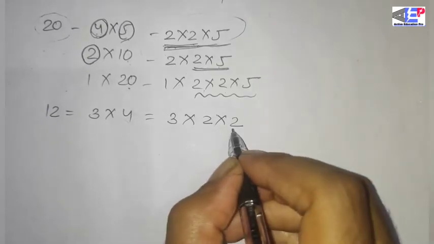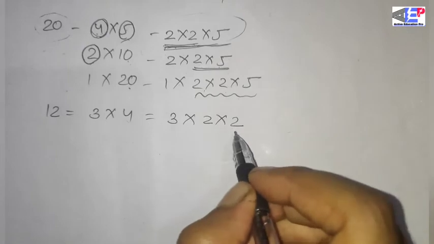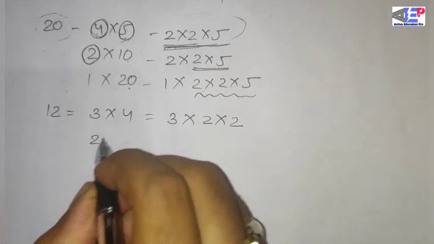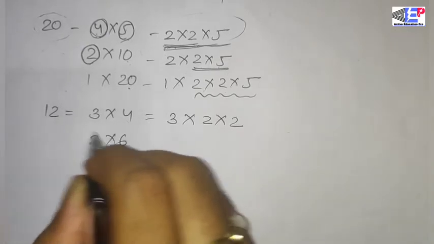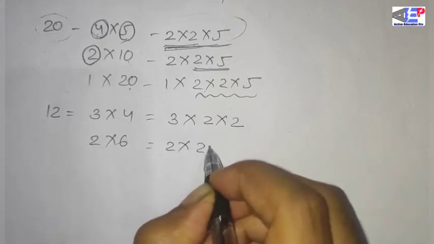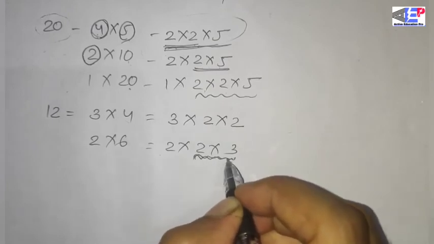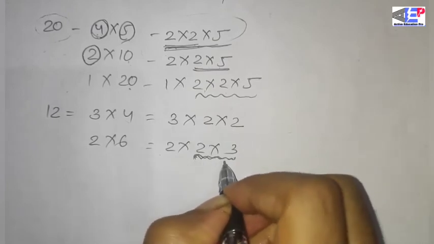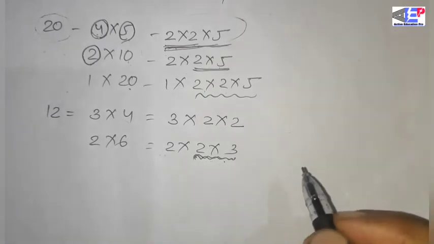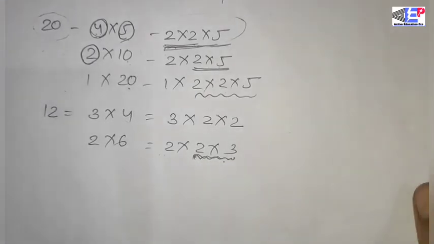All the 3 numbers represent their product result as 12. All these 3 numbers are prime numbers. You can write here 2 into 6. But here 2 is a prime number, 6 is not a prime number. So 2 into 2 into 3. This 6 can be represented as the product of 2 prime numbers, one is 2 and another is 3. So 2 into 2 into 3. So this is the prime factorization method. This is all about the prime factorization method.